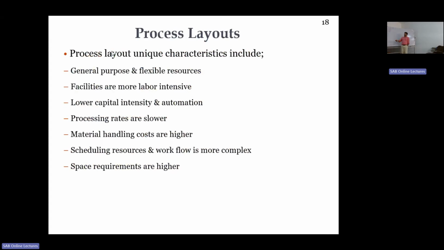So in addition to that, other points are there. Scheduling resources, work is complex, and the workflow is complex. Space requirements are higher. Again, the main reason is that products are taken from one machine to another, one department to another, and for that they need space.